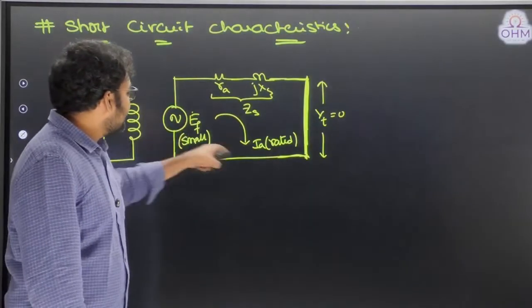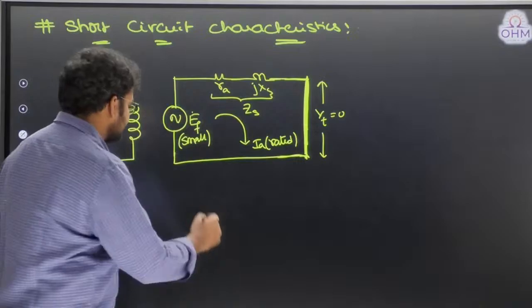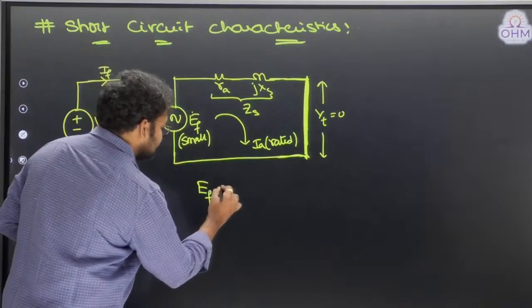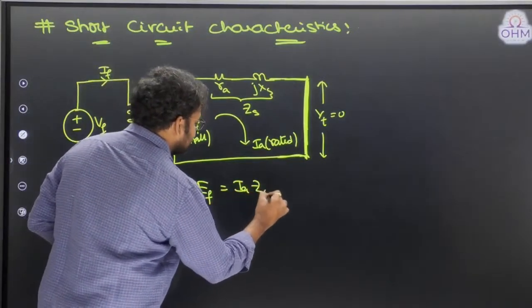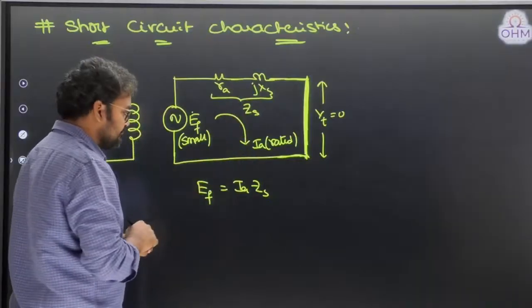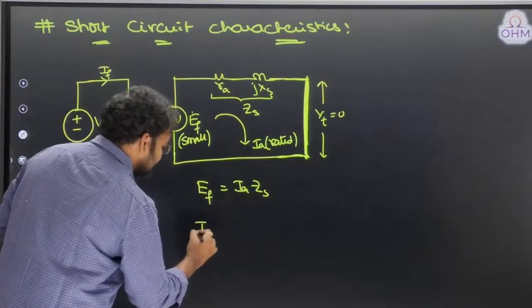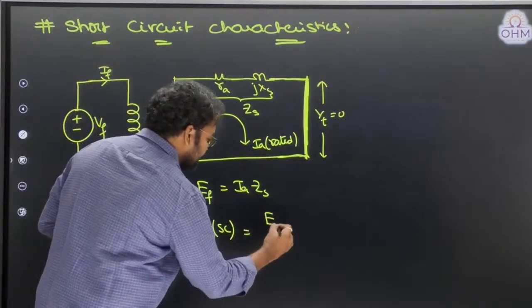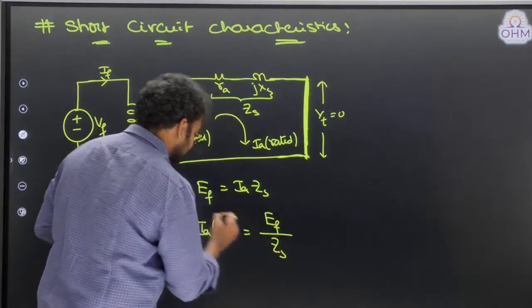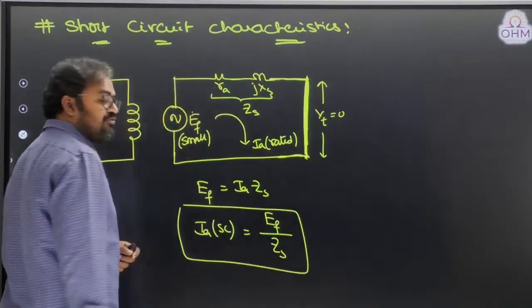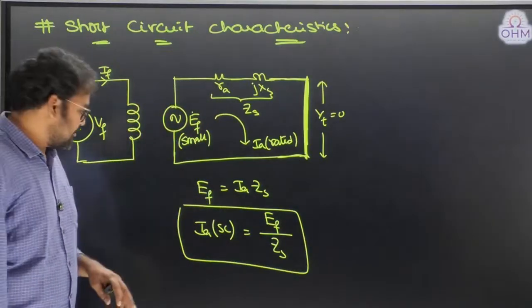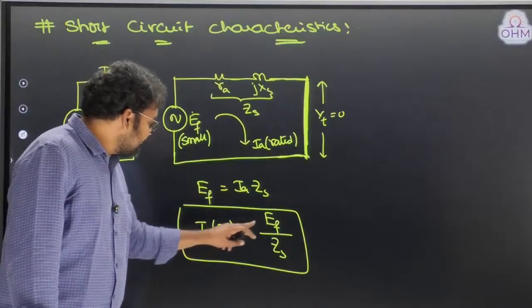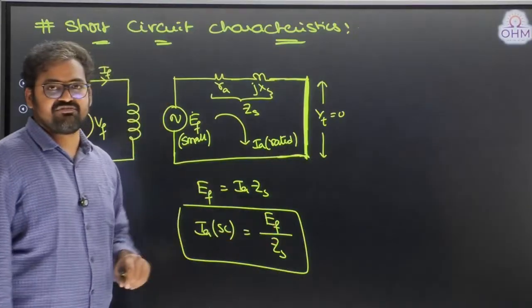And if you write a KVL equation here, can I write EF is equal to IA into ZS simply? From this, you separate the IA value. Therefore, IA during a short circuit condition is simply equal to EF by ZS. Important equation. This is the formula for short circuited armature current. Therefore, the magnitude of the current will clearly depend upon induced EMF.